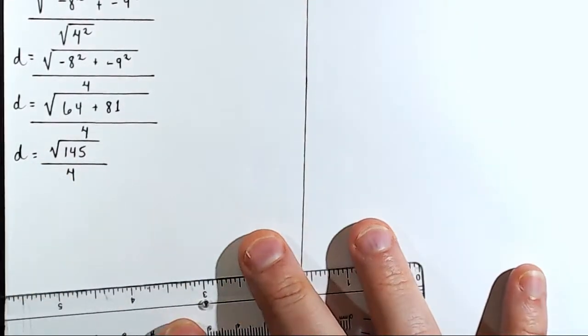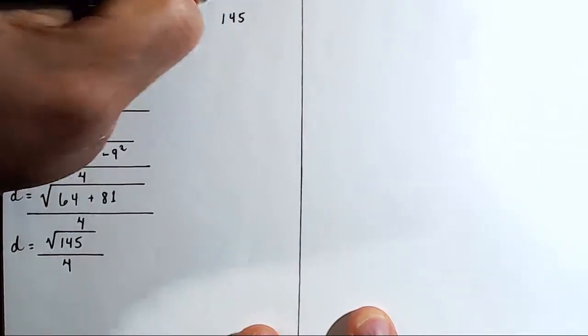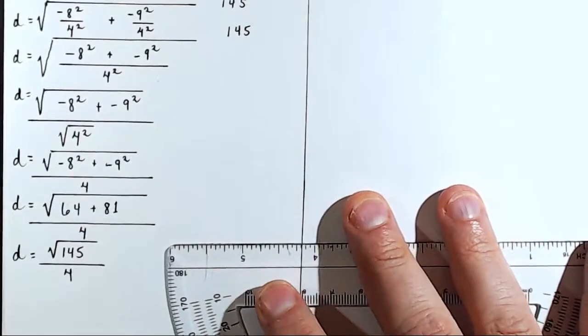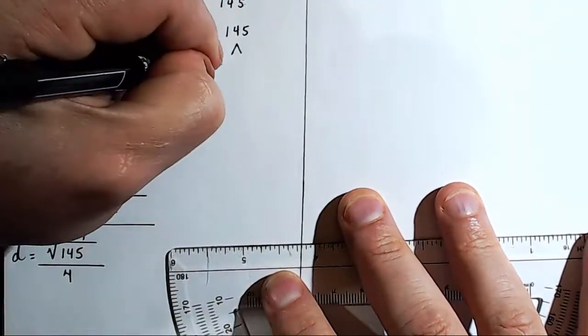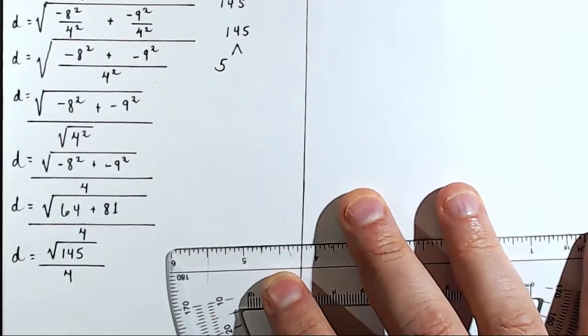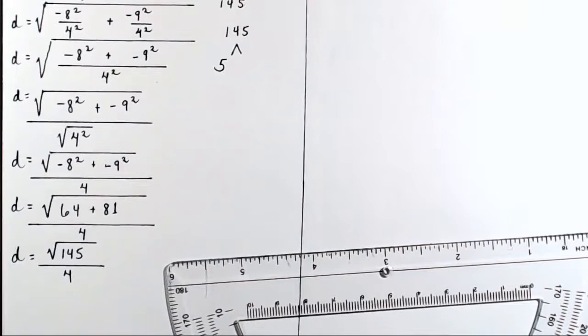Now I've got to find the prime factors of 145. I know it's divisible by 5 because it ends in a 5. So what is the other one? Well, 5 goes into 14 twice, and there's 4 as a remainder. 5 goes into 45 9 times. So 145 divided by 5 is 29.